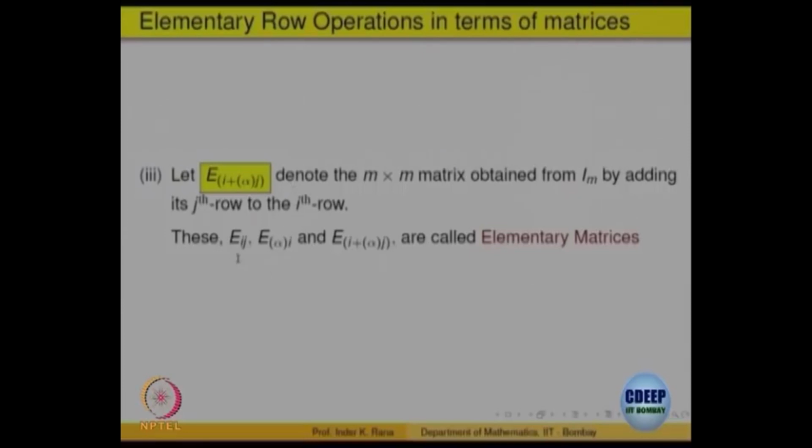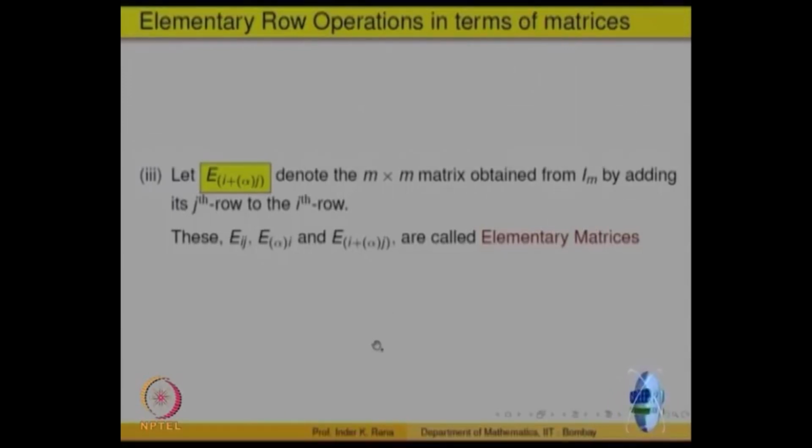So, you get three types of elementary matrices. These are called elementary matrices. What is the first one? Eij. What does Eij mean? Take the identity matrix, interchange its ith row with the jth row. E alpha I: multiply the ith row by the scalar alpha, and that alpha should be non-zero. And the third one: take the ith row, add alpha times the jth row to it, in the identity matrix. This will change the identity matrix into a third type of matrix. These three are called elementary matrices.